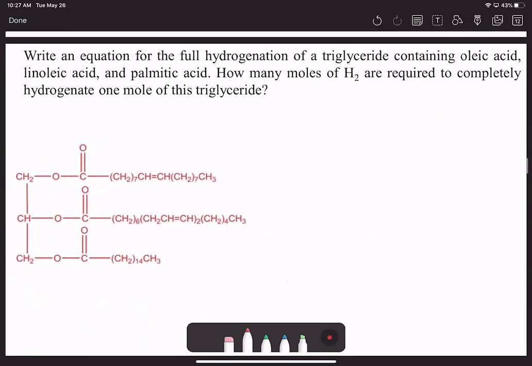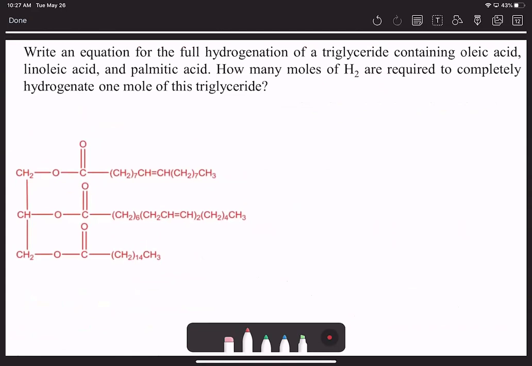So if we do that here, how many moles of H2 are going to be required? Well, let's see how many double bonds we have. I have 1 double bond here, and 2 double bonds here, which means I have 3. So I'm going to need 3 moles of H2 because I have 3 double bonds.